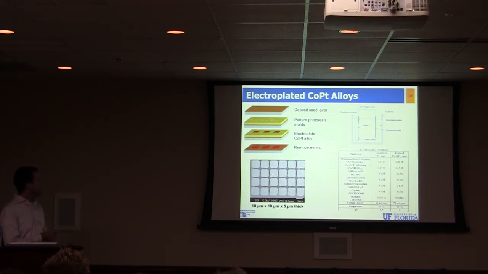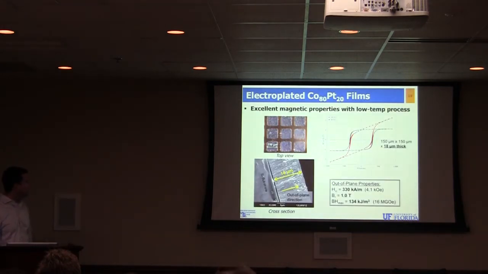And so here's a picture of, say, 10 micron magnets. These are the magnets. They've been defined by a photoresist mold, and we can control the size and shape of the magnets and grow them quite thick, tens of microns. Some properties, just to give you some idea: these are actually an 80-20 ratio, what's called the cobalt-rich phase of cobalt platinum.